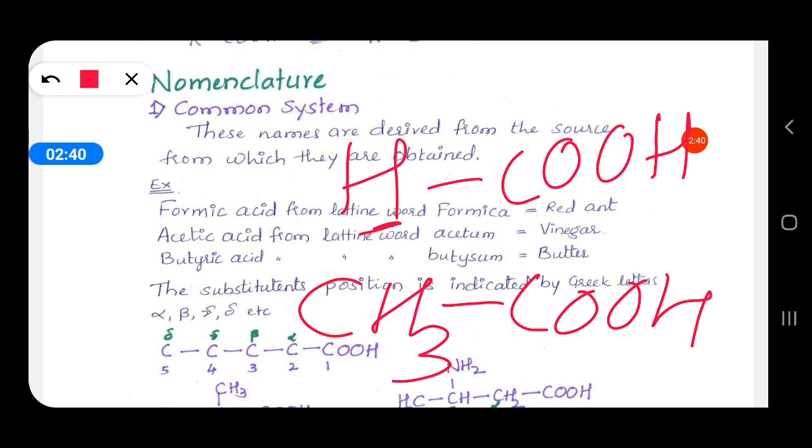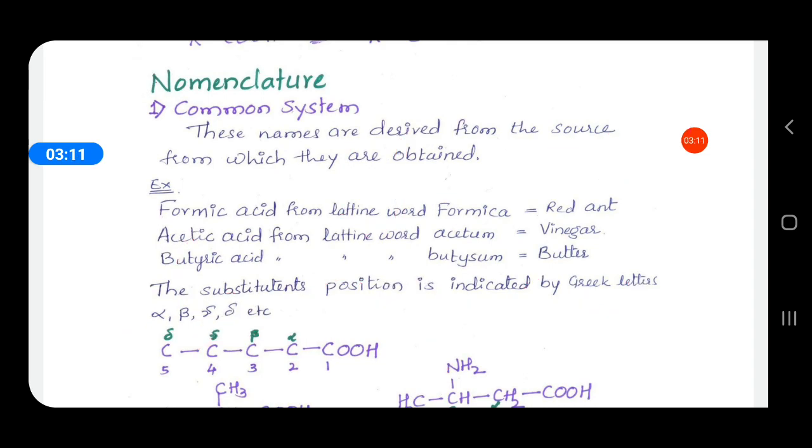Butyric acid, butyric has 4 carbons, so it is C3H7COOH. Butyric acid is derived from the Latin word butyrum, which means butter. Butyric acid is present in butter, so the name taken is butyric acid. So these are named from the source from which they are obtained.